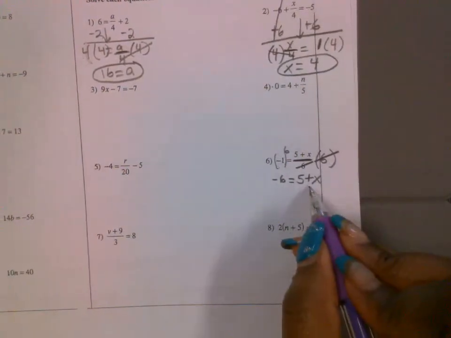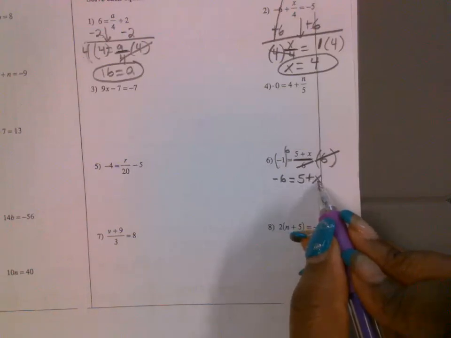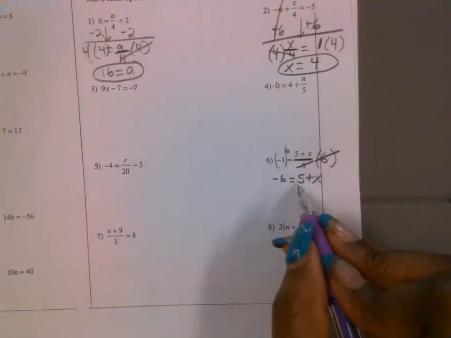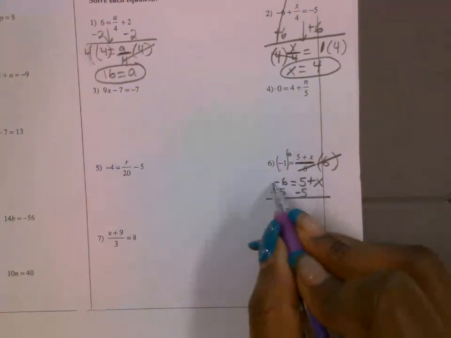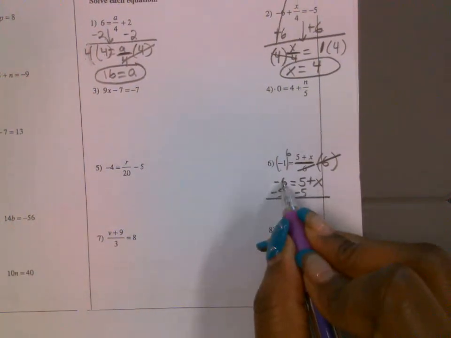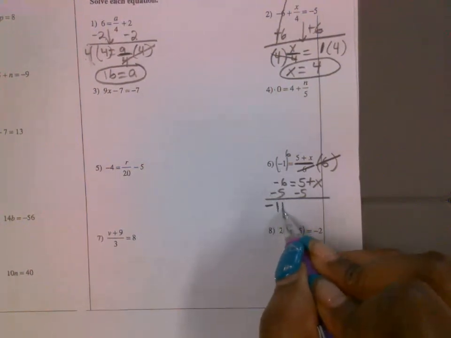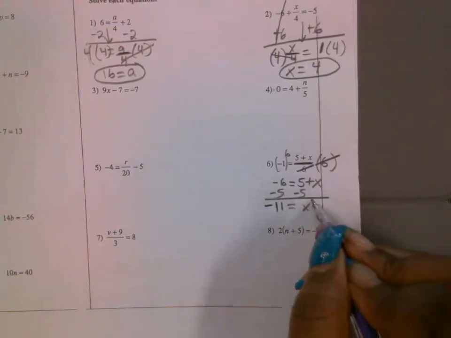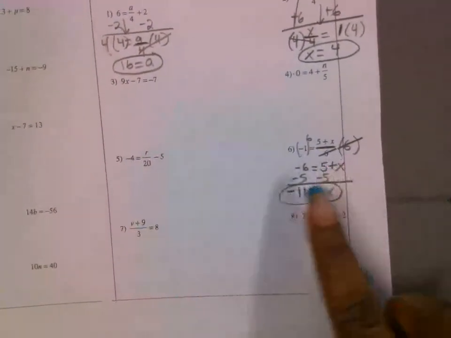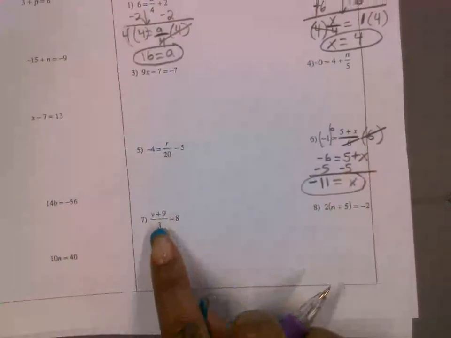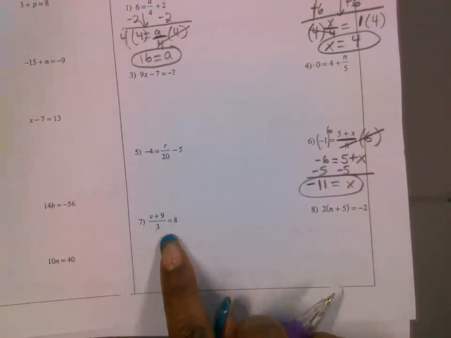So now I'm going to get here, look, watch. Got to get x by itself. So I got to get rid of this positive 5 by subtracting 5 on both sides. Negative 6 minus 5 is going to give me a negative 11. So x is equal to a negative 11. You see the same thing I did here to get rid of the 6? I got to do the same thing. I multiply both sides by 3 to get rid of this. Okay?